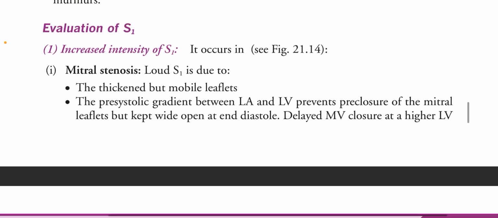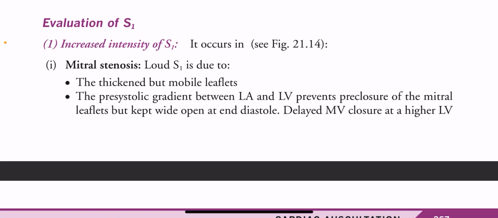Now, evaluation of the first heart sound. Increased intensity of the first heart sound occurs in mitral stenosis. In mitral stenosis, the loud first heart sound is due to the thickened but mobile leaflets. Second, the presystolic gradient between LA and LV prevents preclosure of the mitral leaflets, but they are kept wide open at end diastole.